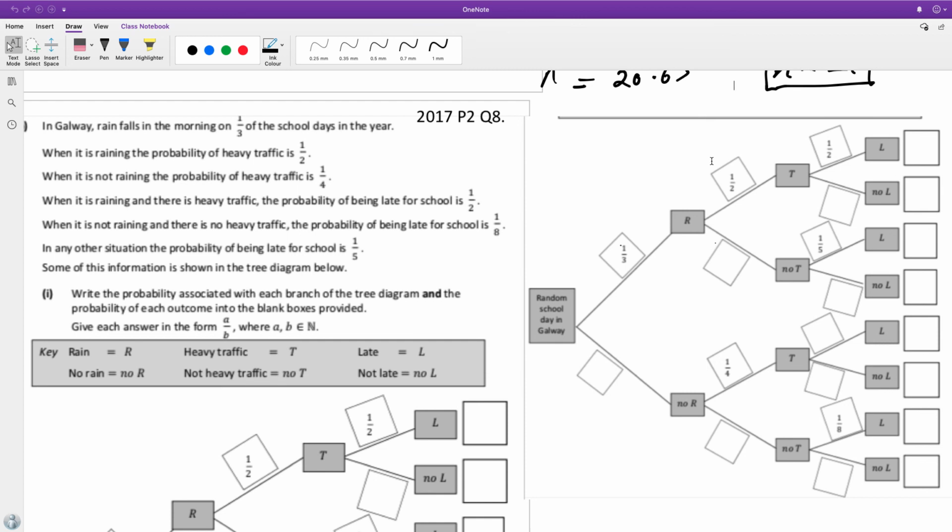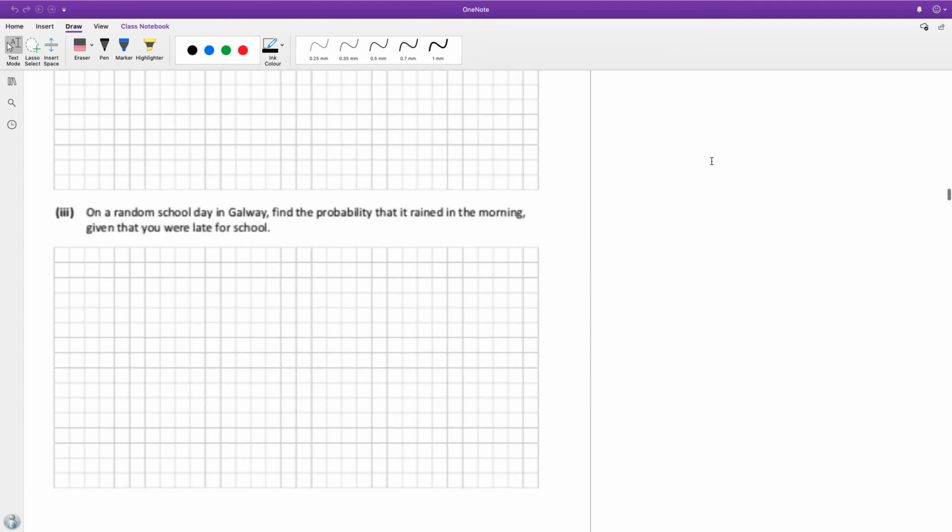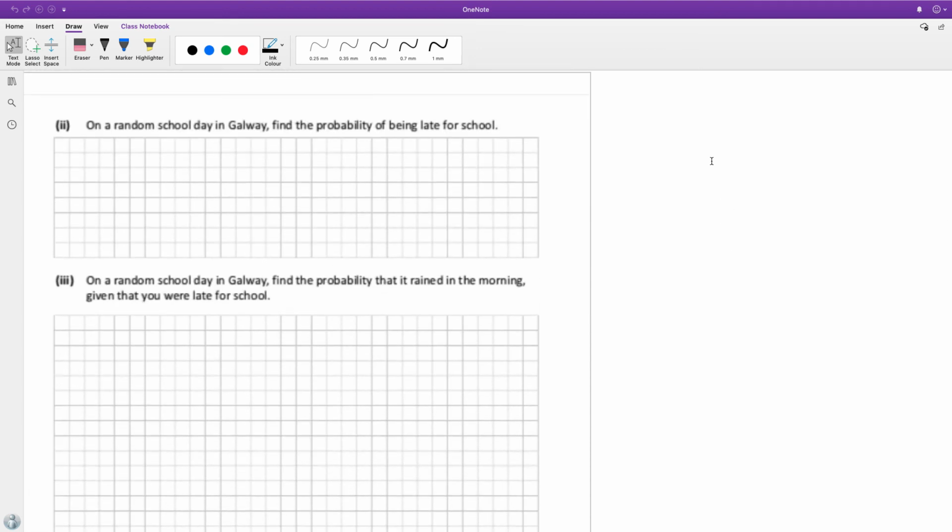How do we know we're right? You add them all up and you get 1. Exactly. Right. So, moving down then, we answer the following question. On a random day in Galway, find the probability of being late for school. How are we going to find the probability of being late for school?